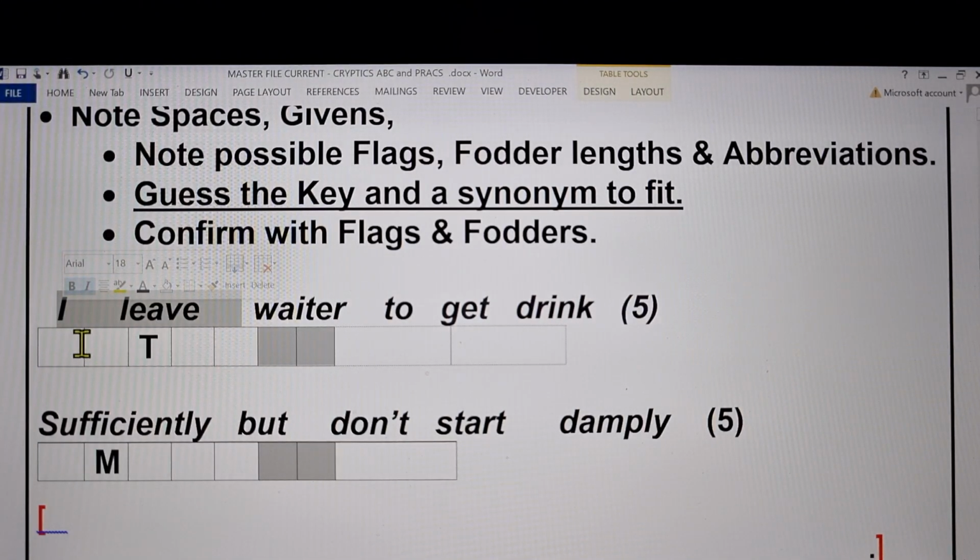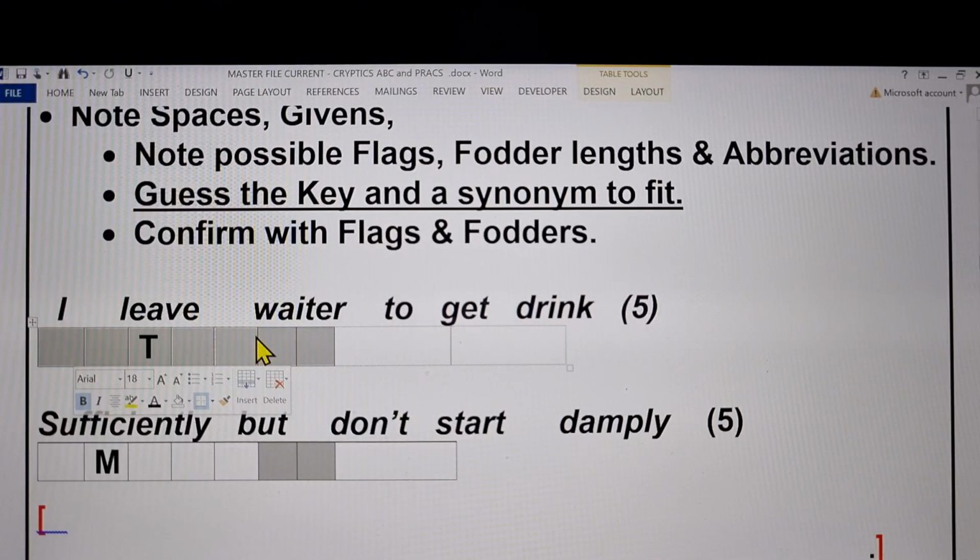"I depart." No. So I go to the other end. This is what you do. You just try. "Drink." What's a drink? Beer, whiskey. Oh, of course, water. And you go straight to water. Now, look, we haven't even used our flag. We've gone straight to the answer. Water. Got it. I reckon that's it.